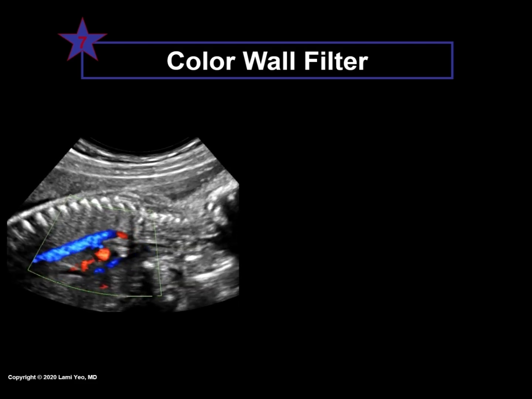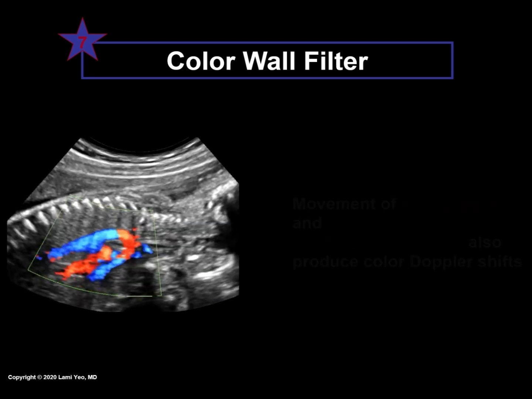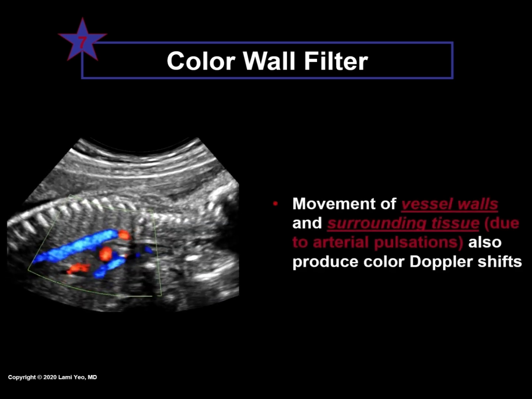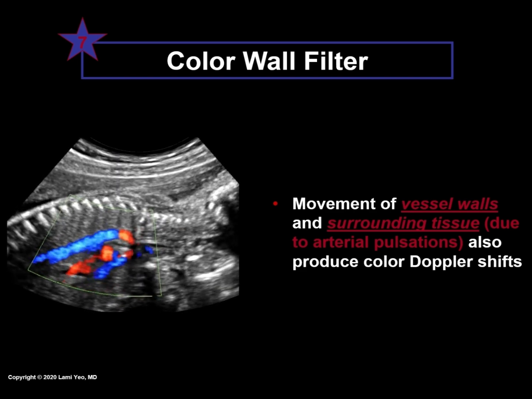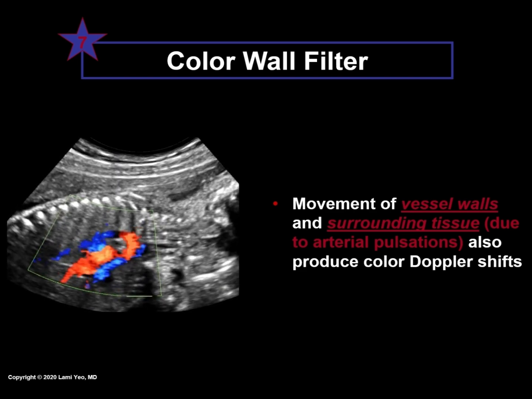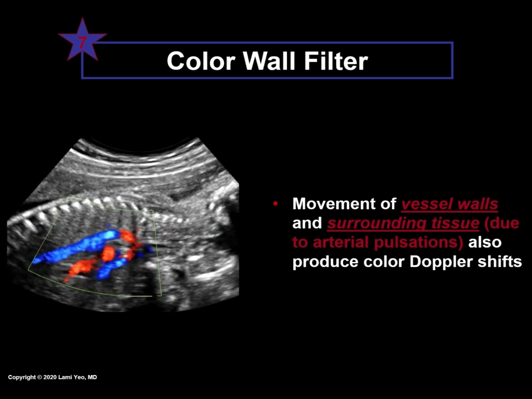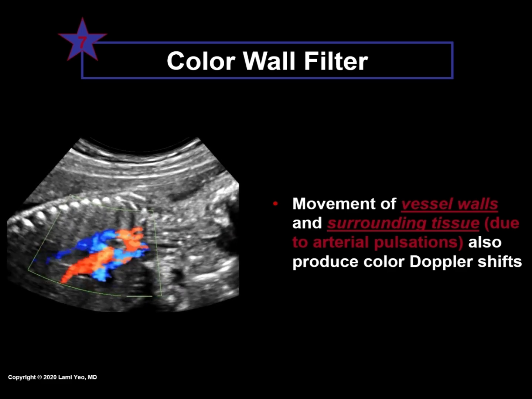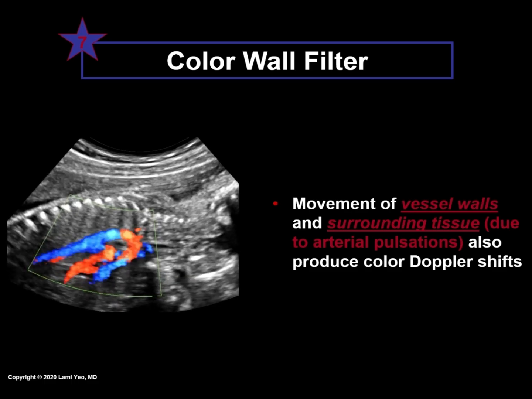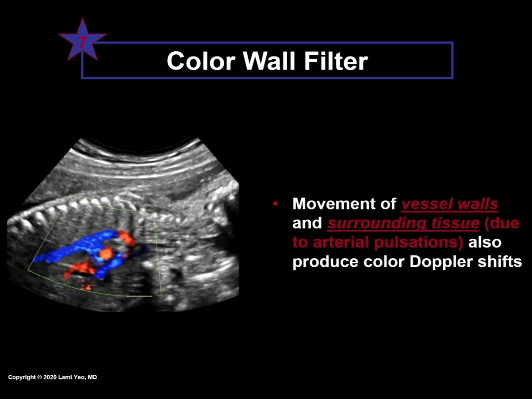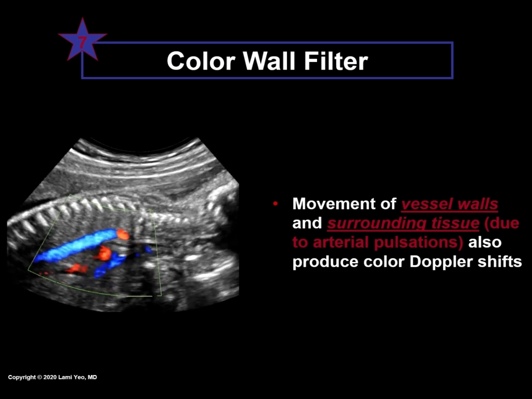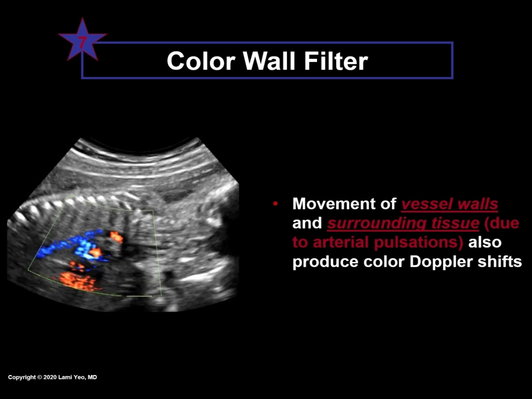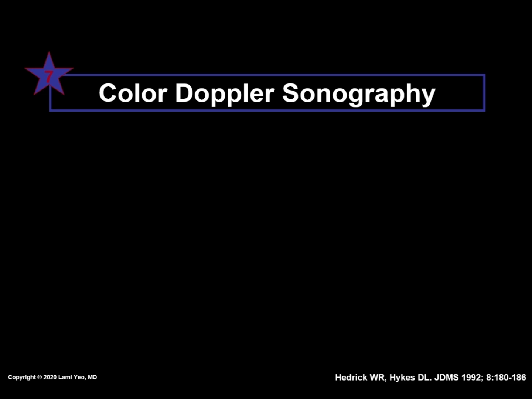But the important concept here is that movement of vessel walls and surrounding tissue due to arterial pulsations also produce low-level frequency color Doppler shifts. So how can the ultrasound system give priority to signals caused by flowing blood rather than movement of vessel walls or movement of surrounding tissue? The answer is to apply color wall motion filter.